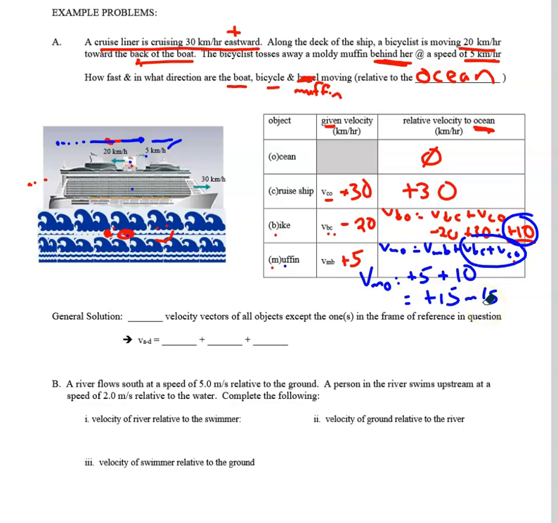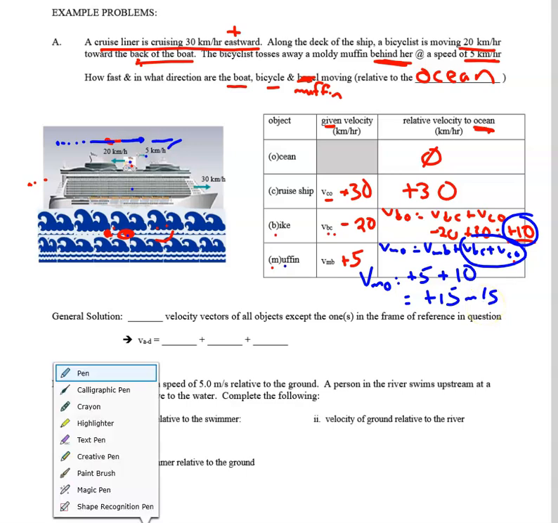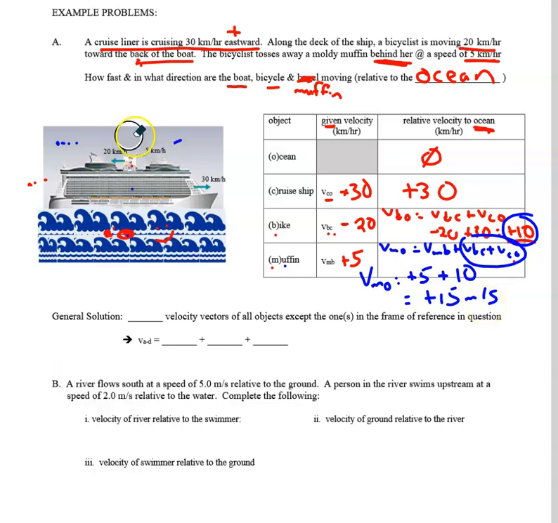So in other words, if we focus on the muffin relative to someone in the boat, we would see that it's going to head this way particularly fast. Not as fast as the cruise ship, which makes sense, but relatively fast towards the right.